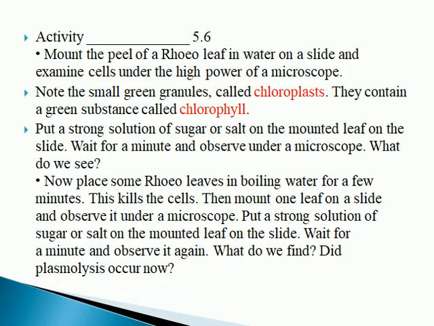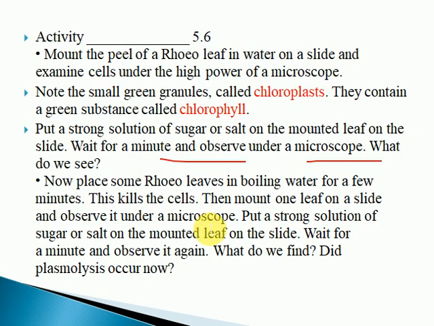Okay, so wait for a minute and observe under the microscope. What do you see? We can see the process of plasmolysis taking place. We can see that the contents of the cell are shrinking. Now place some leaves in boiling water. This kills the cell. Then mount one leaf on a slide and observe it under a microscope.